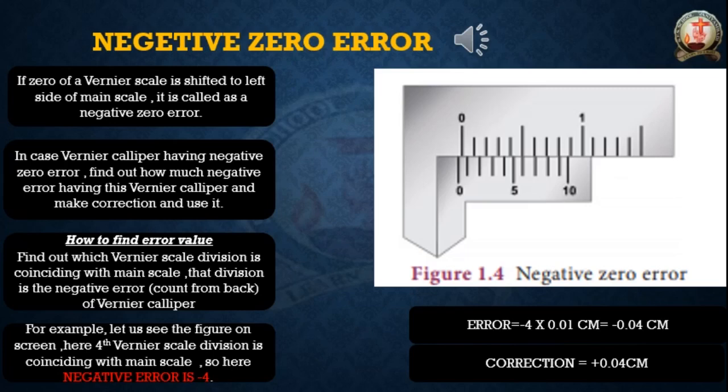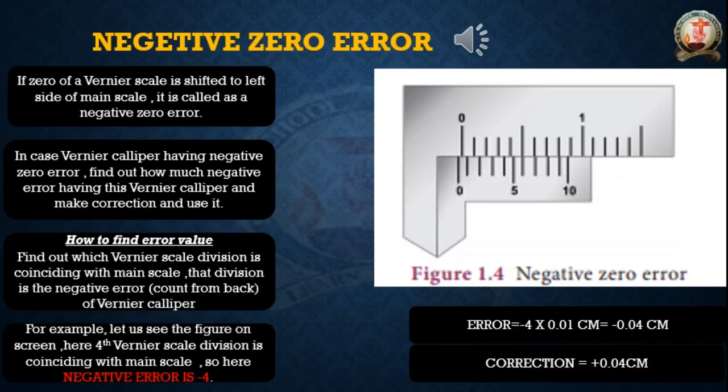That means from 10 onwards, the 10 is the 0. Before that 9. Before that 8. Like that you have to count. Okay. 10 is the 0. Before line 1. After line 2. After 3. After 4. So 4th line is coincide. So negative 0 error is how much here? 4. So this is the negative 0 error. So here I kept minus. So minus 4 is the negative 0 error.